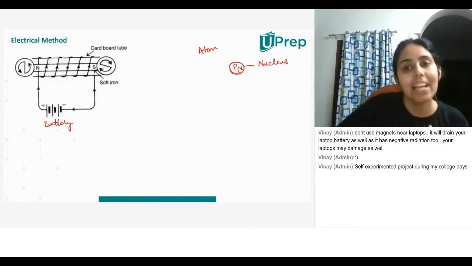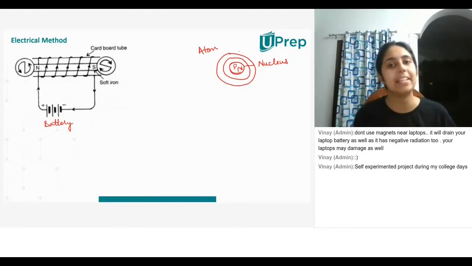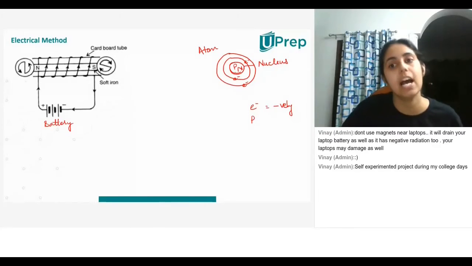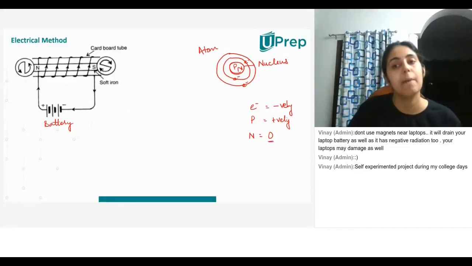Electrons are negatively charged particles which revolve around this nucleus. So electrons are kind of like planets. They revolve around their own orbits, around the nucleus. So electrons are negatively charged particles, and protons, which are inside the nucleus, are positively charged particles. Neutrons are neutral particles. They have no charge. Protons are positively charged, electrons are negatively charged.